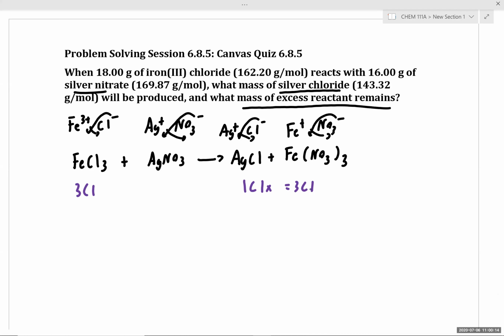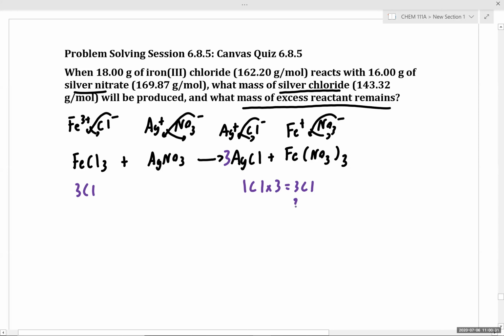What times 1 would give us 3? What coefficient do we need for silver chloride? 3, yep.